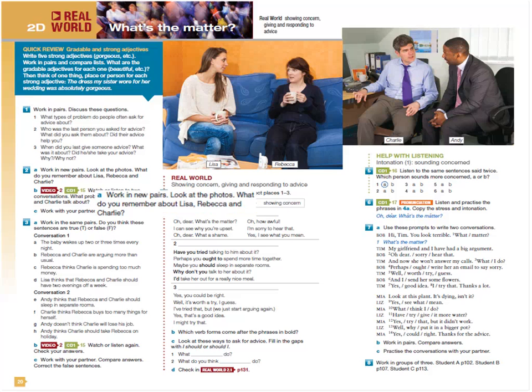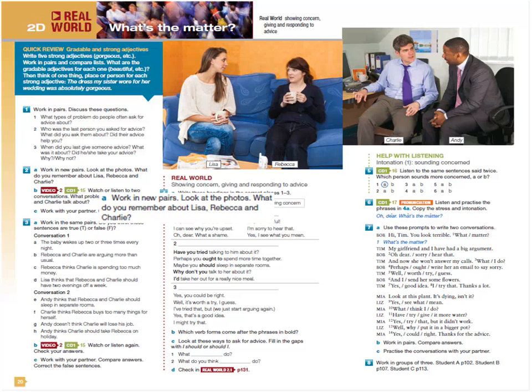Then we ask them to work in pairs and look at the photos and see what they remember about Lisa, Rebecca and Charlie, who they have already met. So they might remember Rebecca and Charlie are married, they have a son called Harry, Lisa's their next door neighbour, etc., etc. So this again really helps students to connect to characters they've seen in previous lessons.